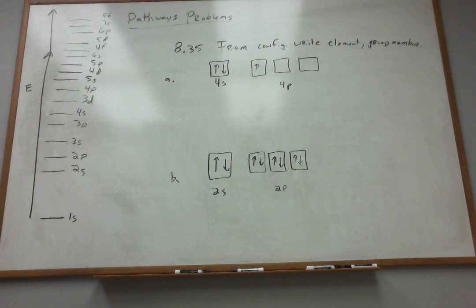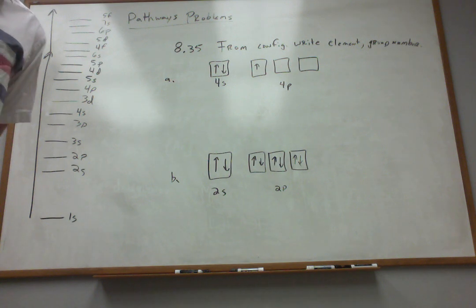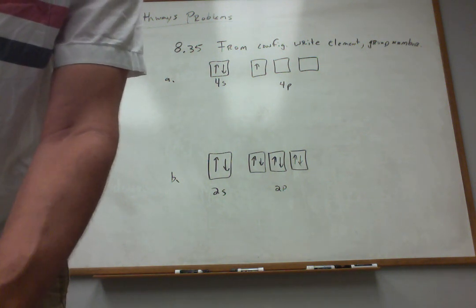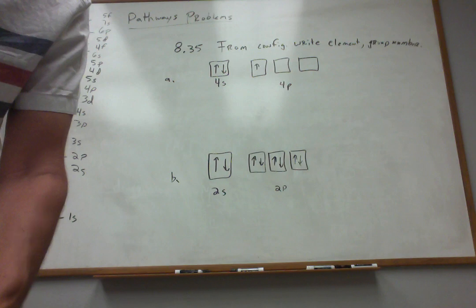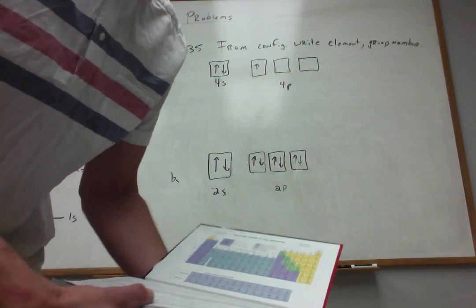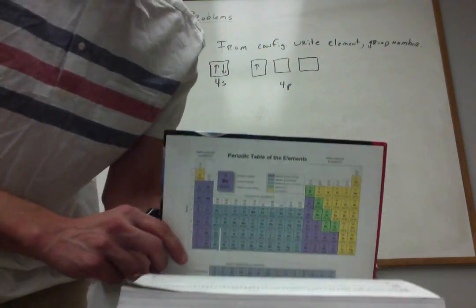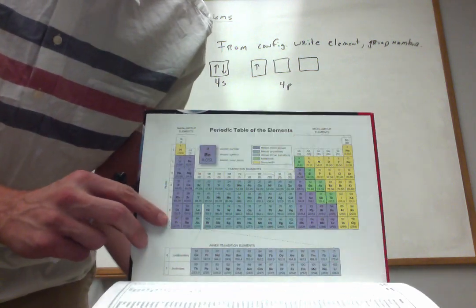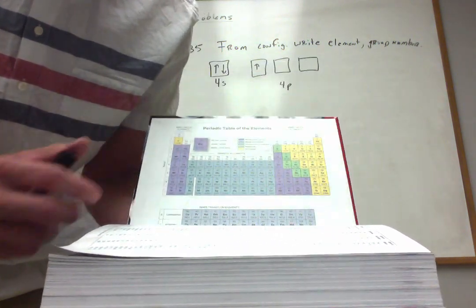So the first one, 4s and then 4p1. So 4s and then 4p1. So how in the world can we assess what is going on here? I'm going to try to prop up my textbook here and explain it to you a little bit as best as I can.